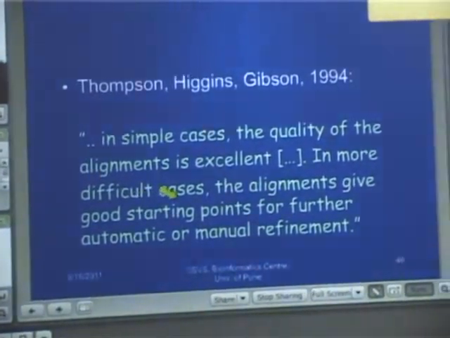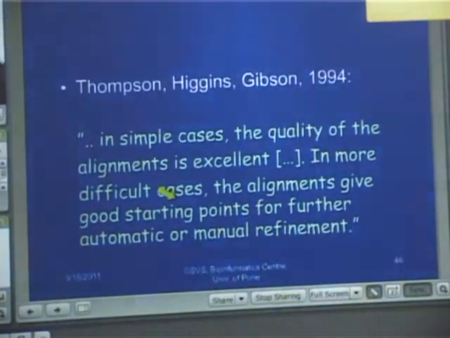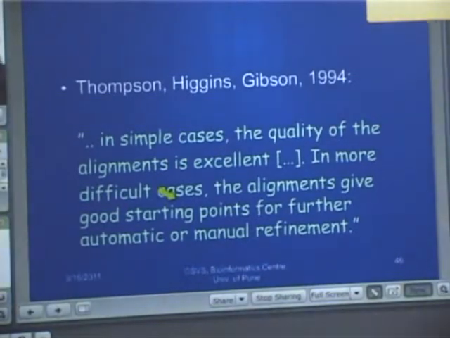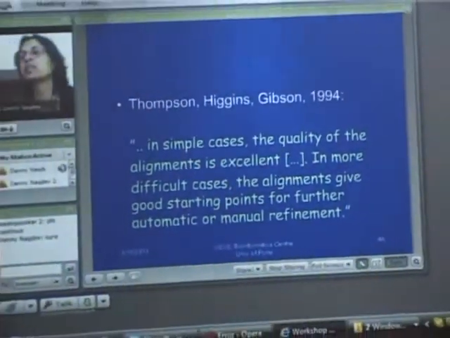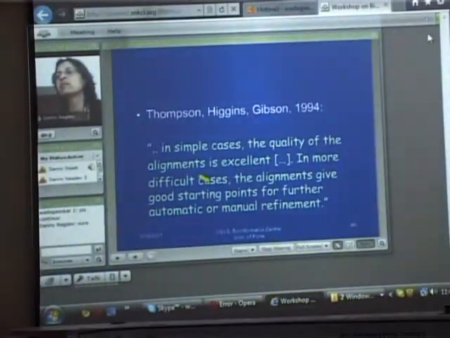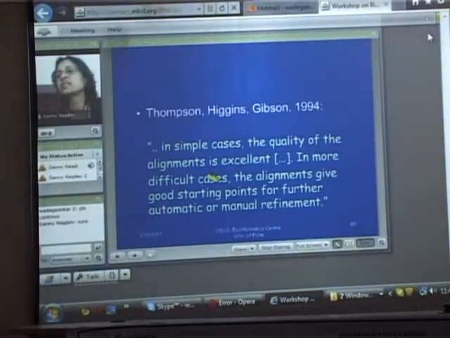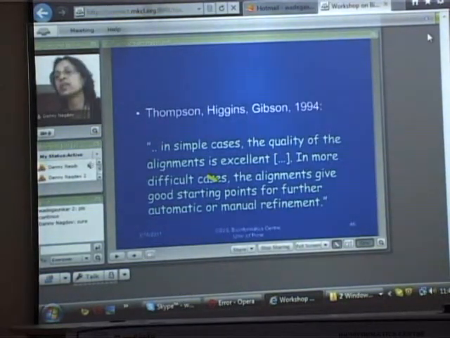But in more difficult cases, that means when you have a set of sequences which are very divergent from each other, some of the sequences might have 50%, 60% or even 80% identity. But there will be some sequences in your data set which share an identity of 40 or 30% or even 25%. Such cases where the range of sequence identity among the sequences is very large, they refer to as difficult cases.